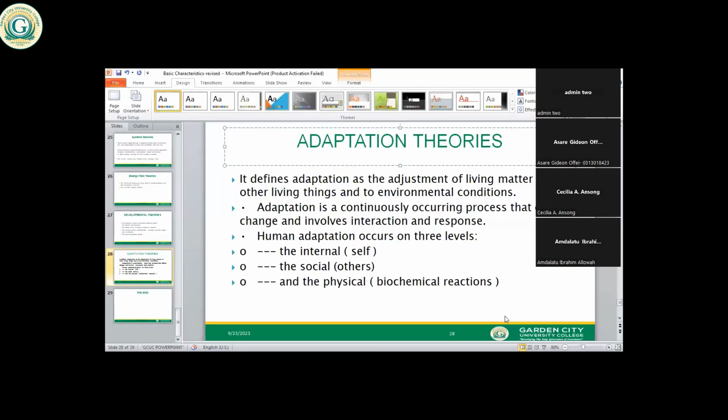So there are 3 levels of human adaptation. One that occurs within the cell. So in any given situation, your ability to accept whatever the situation is, and then you move on. And then there is one that occurs with others, that is a social interaction or social adaptation. So your ability to adapt with other people or to adjust in a given situation.